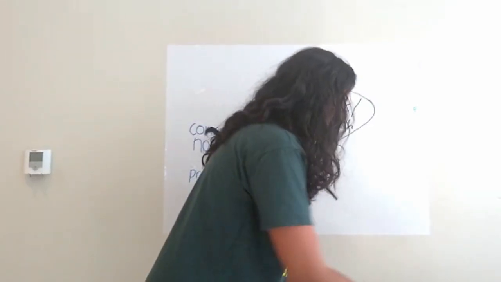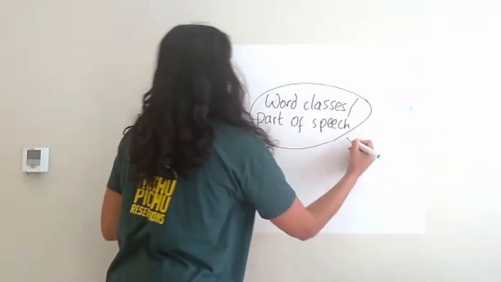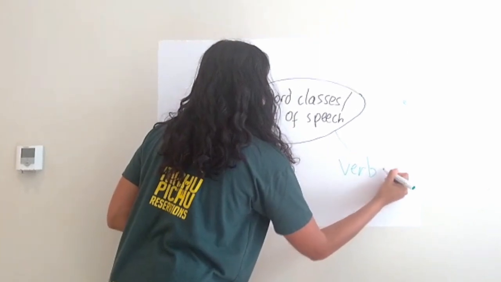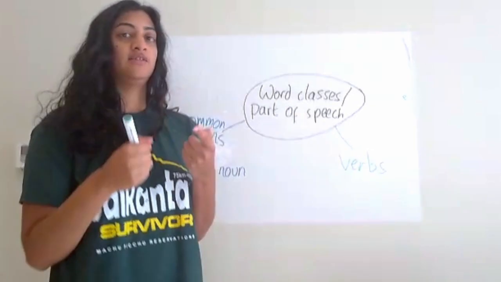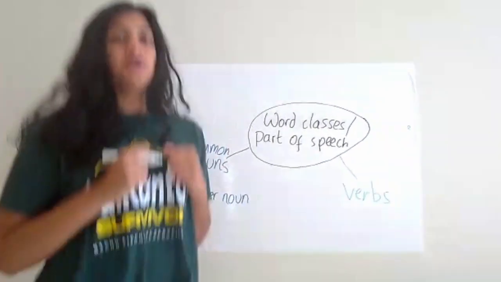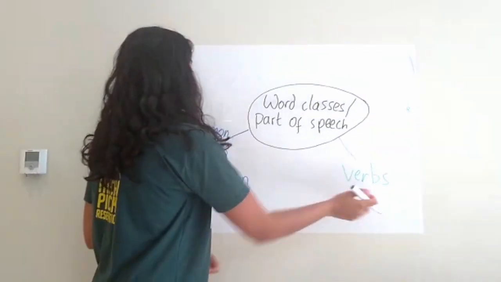So after nouns, if we move on, we've got another part of speech, and they are verbs. Verbs are actions. Right now I am talking. That is a verb, to talk. If I start jumping up and down, I'm jumping. That's another verb. Even when I stop, that's an action. I'm stopping, so that is another verb.